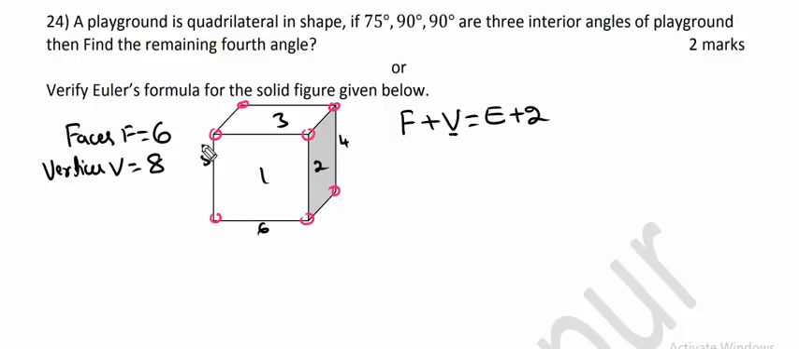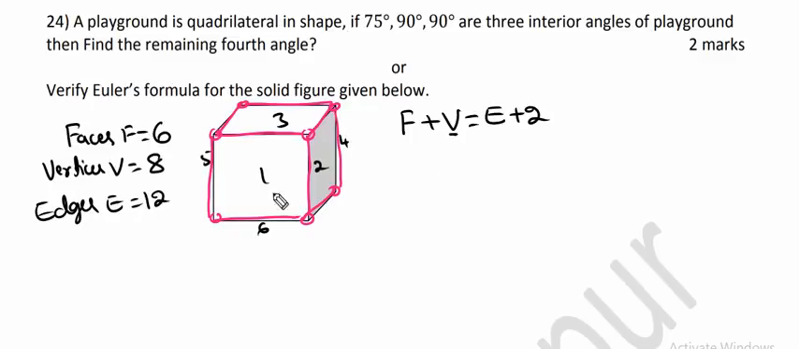And also the last one is edges. E means edges. This one is edge 1, 2, 3, 4. At the top there are 4. At the bottom again there are 4. 4 plus 4 is 8. And at the side there are again 4. Totally that is 4 plus 4 plus 4, that is equal to 12. There are 12 edges. So we write edges E is equal to 12.